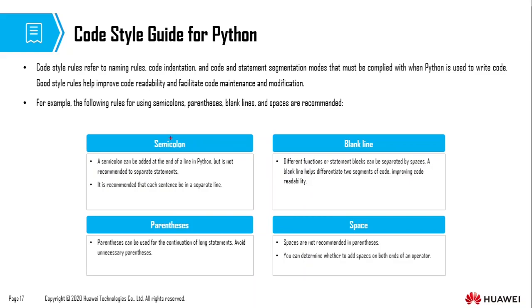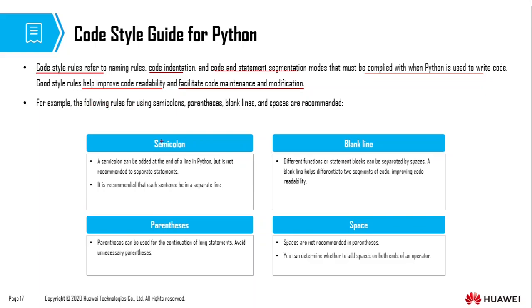Okay, so let's learn some basics about the style of writing Python code. Code style rules refer to naming rules, code indentation, and code and statement segmentation modes that must be complied with when Python is used to write code. Good style rules help improve code readability and also facilitate code maintenance and modification.